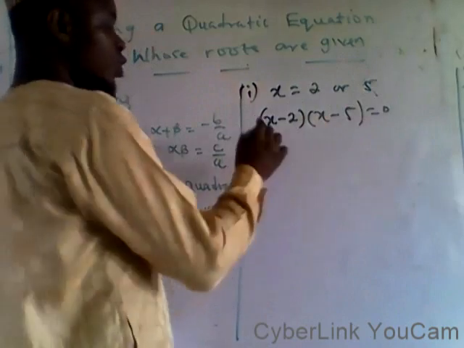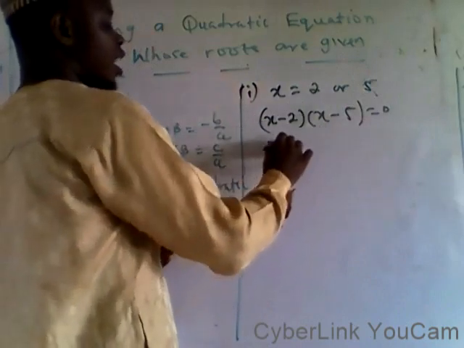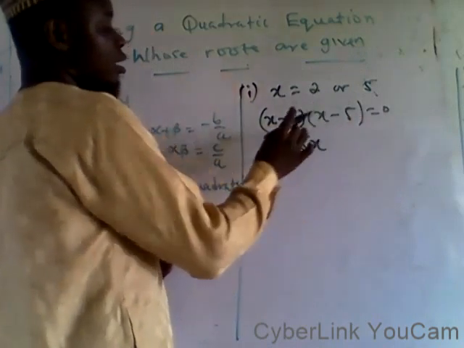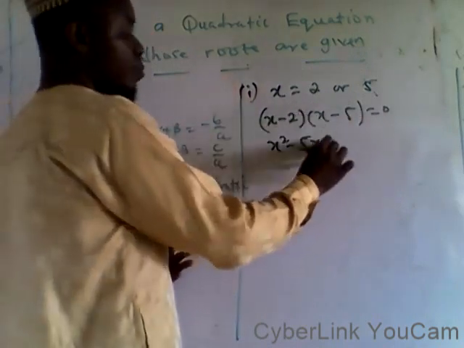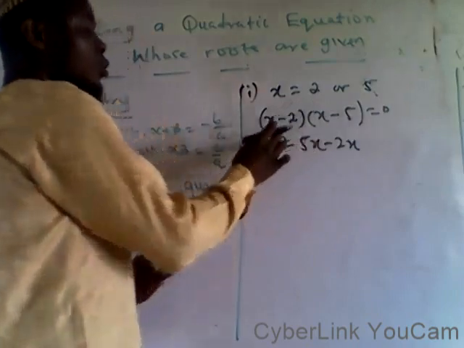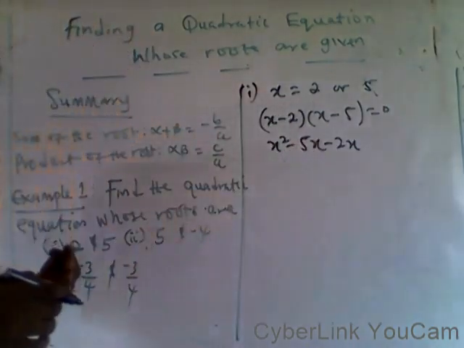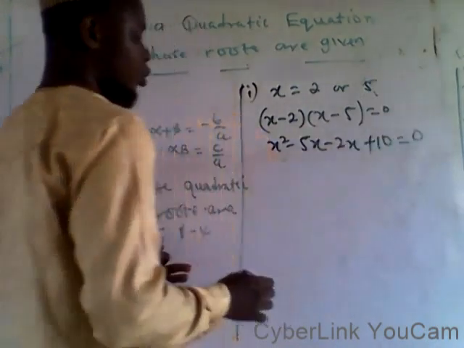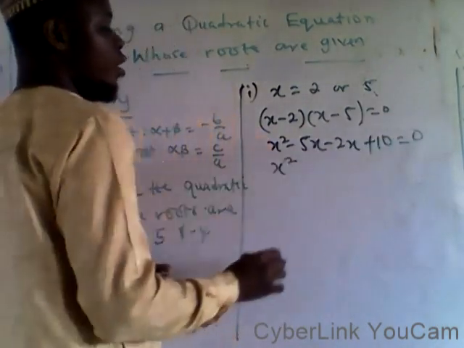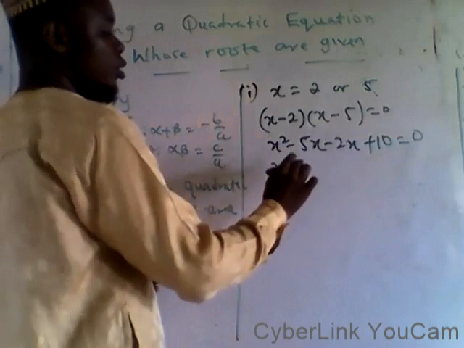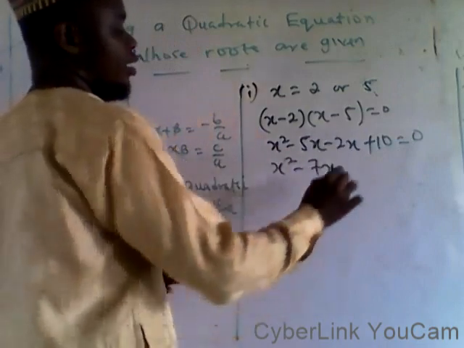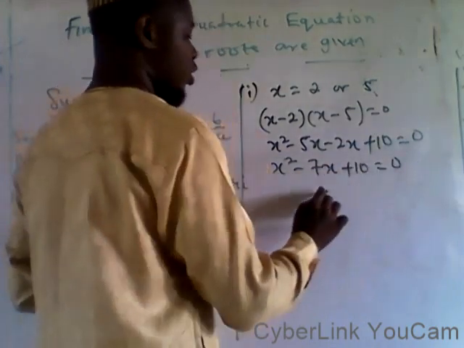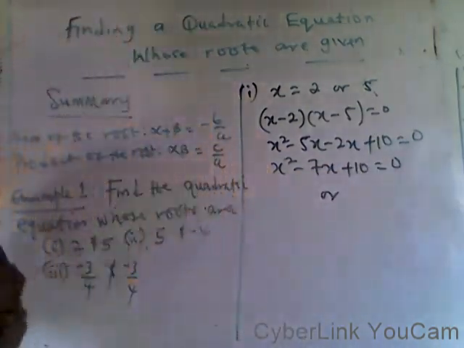What are you going to have? x times x is x squared, x times minus 5 is minus 5x, minus 2 times x is minus 2x, then minus 2 times minus 5 is plus 10, equals 0. So let's combine it together. You have x squared, minus 5 minus 2 is minus 7x, then plus 10 equals 0. This is the equation. That is the first method.